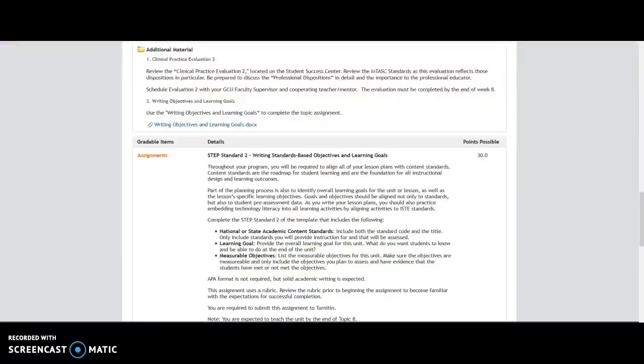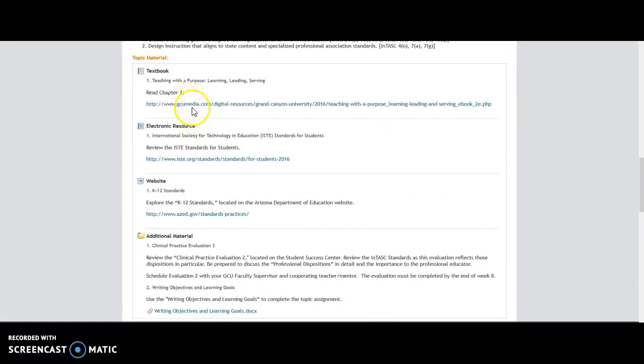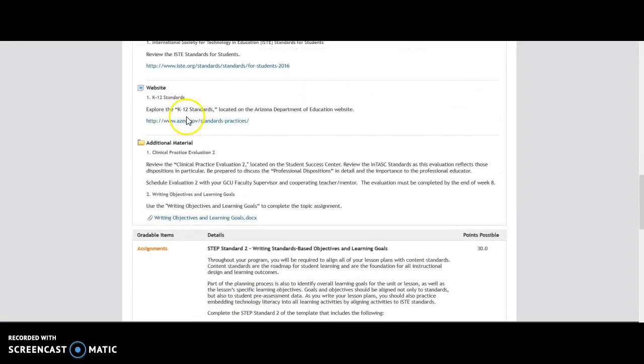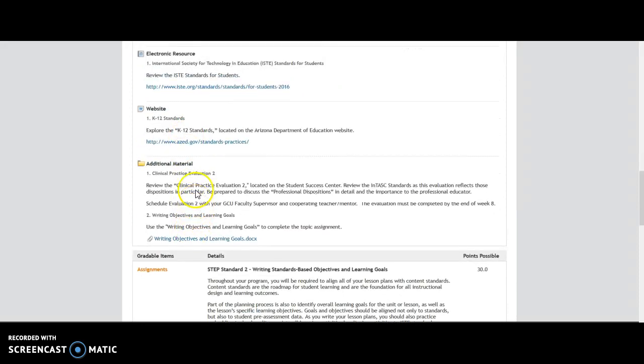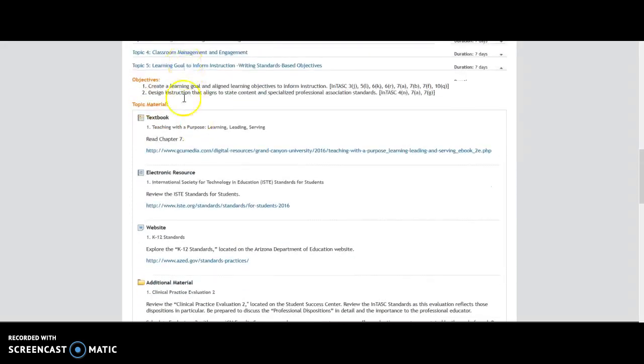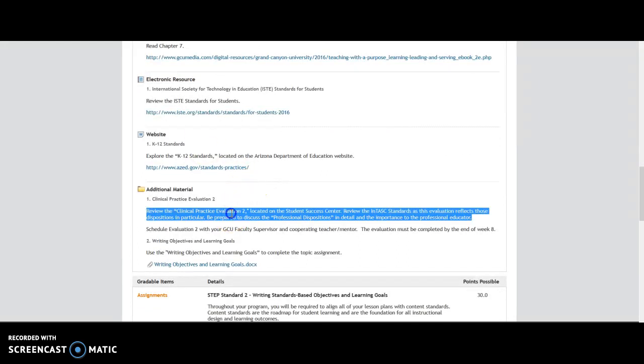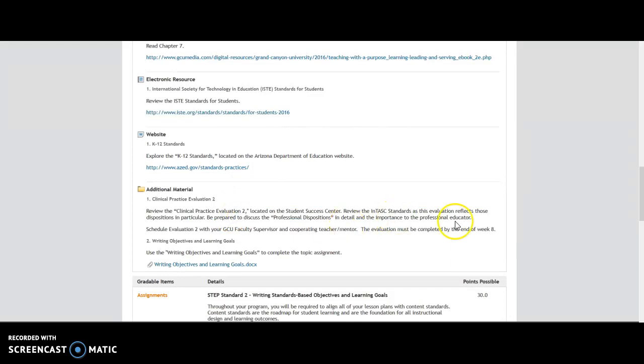Now, when you look at the syllabus for this week, it's very clear there. You want to begin by, I showed you the textbook already. The website's on this. And also remember to look ahead to the next evaluation that's coming up. You just finished the first one, or some of you still may be waiting on it, but make sure you talk to your supervising teacher and cooperating teacher to schedule evaluation 2, which is coming up at the end of week 8.